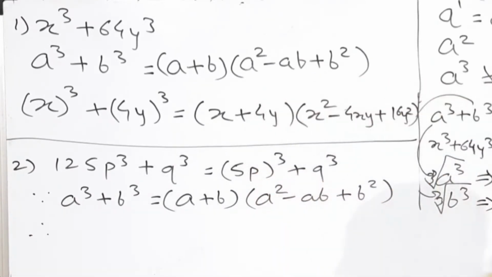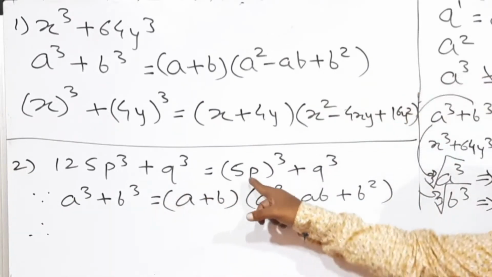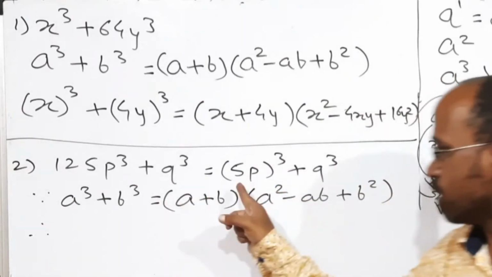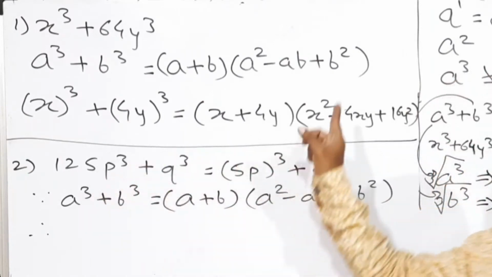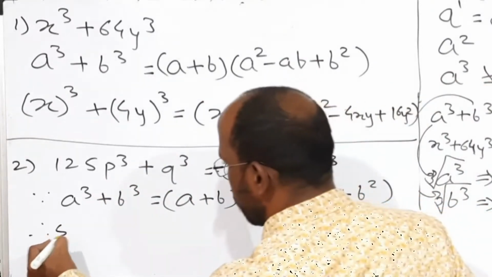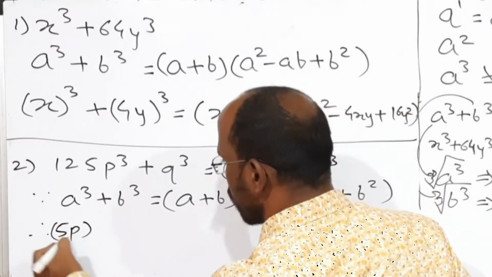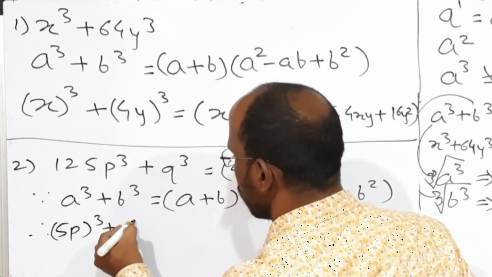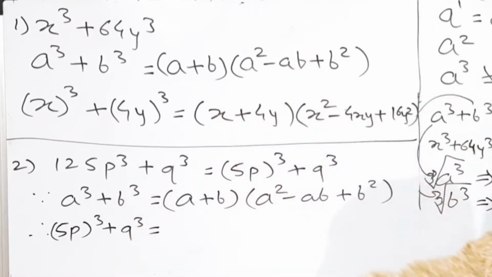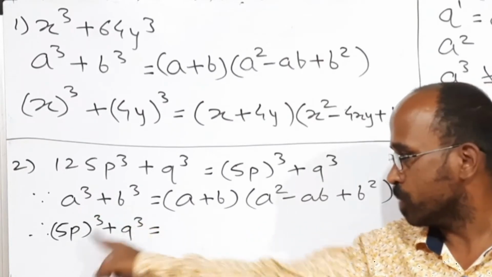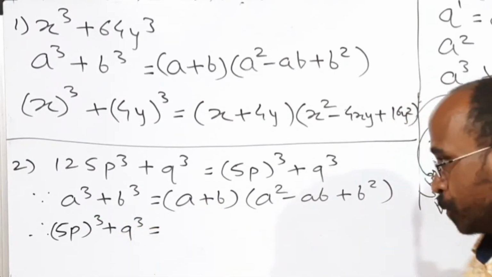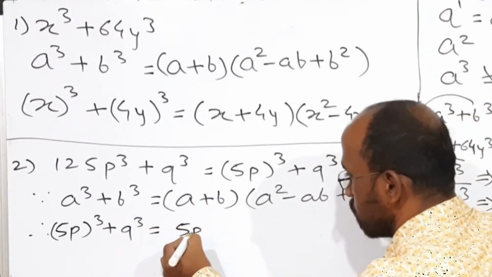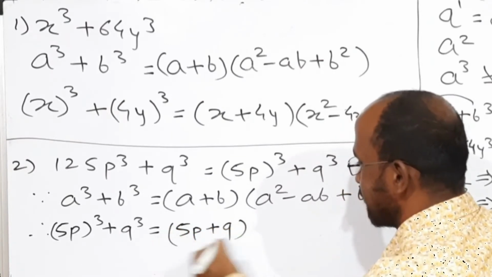Therefore, at the place of a, what will be there? 5p. At the place of a, 5p. At the place of b, q. So 5p cube plus q cube is equal to, at the place of a, replace 5p. At the place of b, replace q. So 5p plus q in the first bracket.